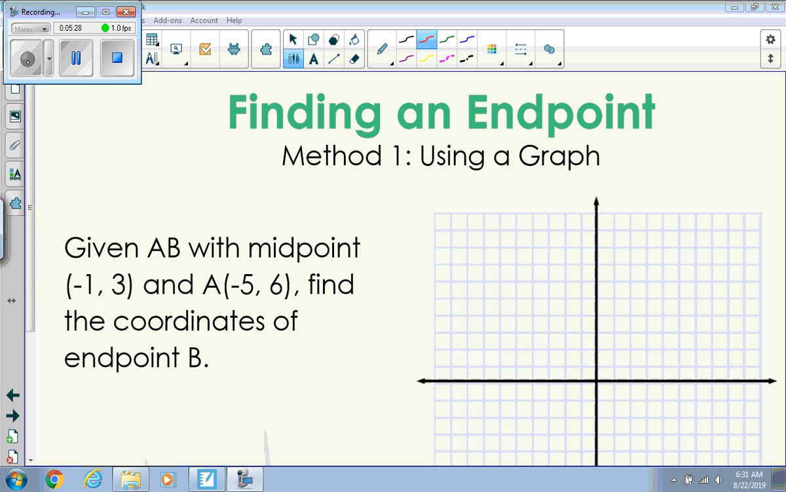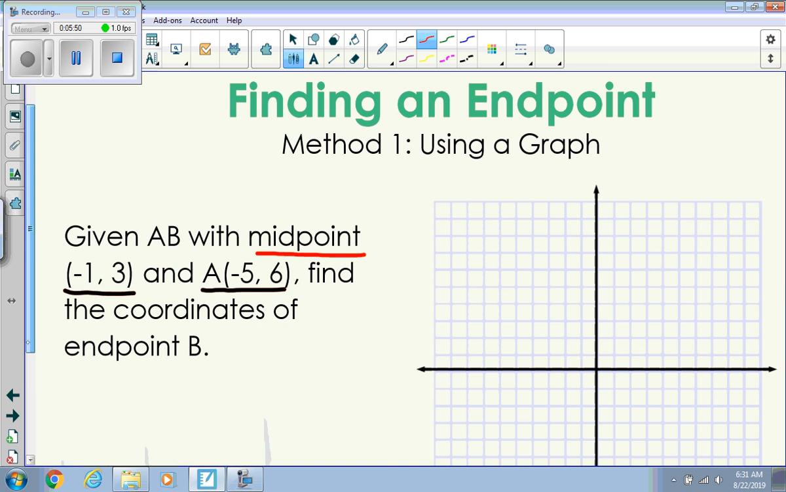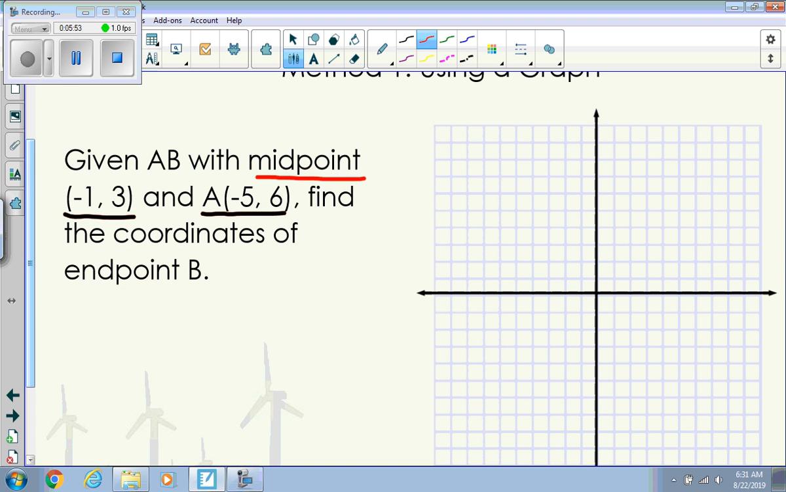All right, so now we're going to talk about finding an endpoint when given a midpoint and some endpoint. Make sure you're queuing here to know what is what. So we know that the midpoint is -1, 3, and an endpoint is -5, 6. So we're going to plot that on our graph. So we've got -5, 6. And then we've got -1, 3.